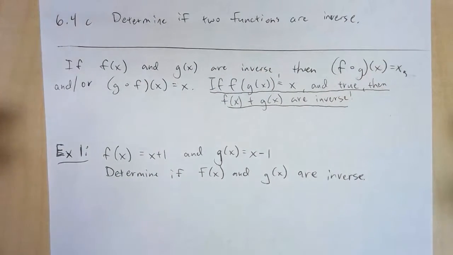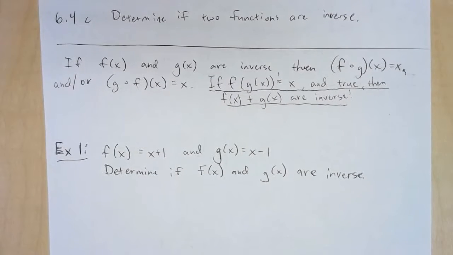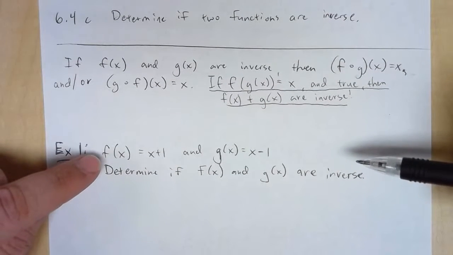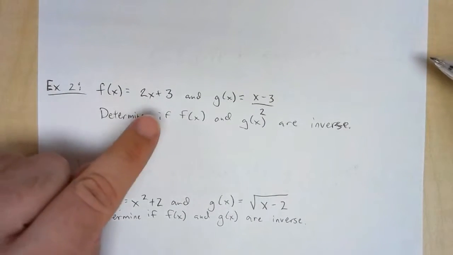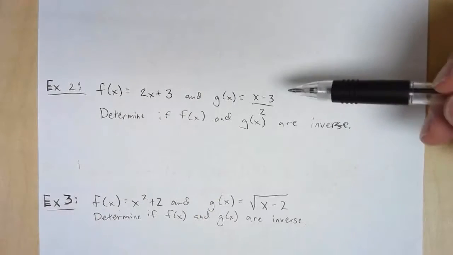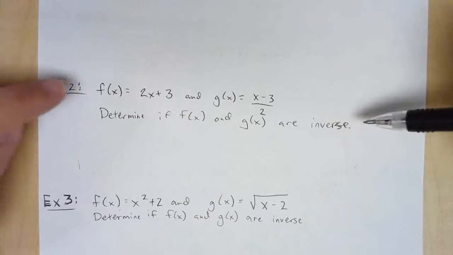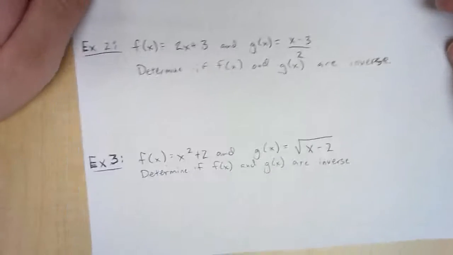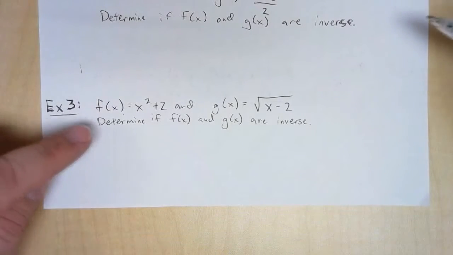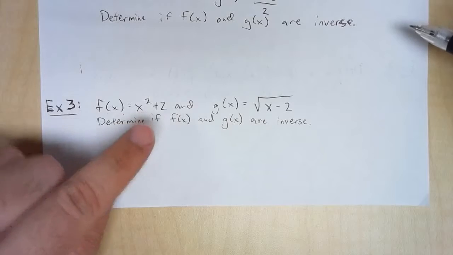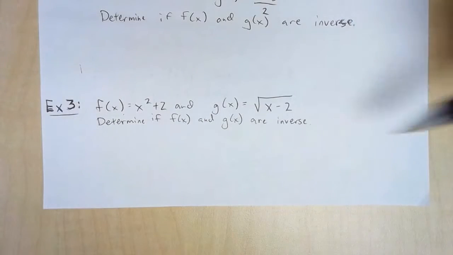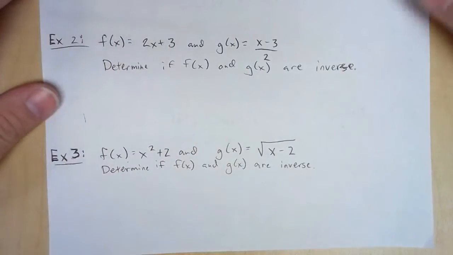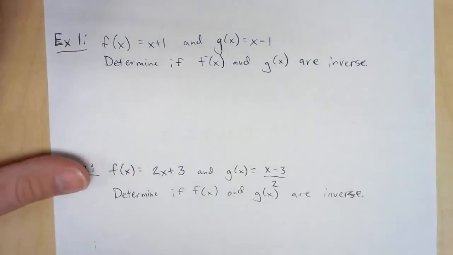So before we get going too much further, I'm going to pause for a moment to let you copy down some things. So example 1, f of x equals x plus 1 and g of x equals x minus 1. We're going to determine if they're inverse. Example 2, f of x equals 2x plus 3 and g of x equals x minus 3 over 2. We're going to determine if they're inverse. And last, part 3, f of x equals x squared plus 2 and g of x equals the square root of x minus 2. And we're going to figure out if they are inverse or not.